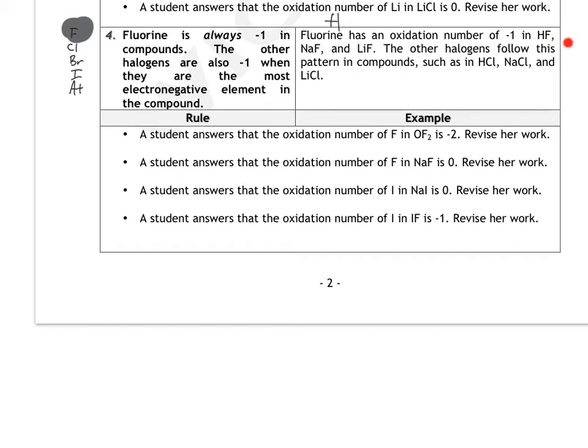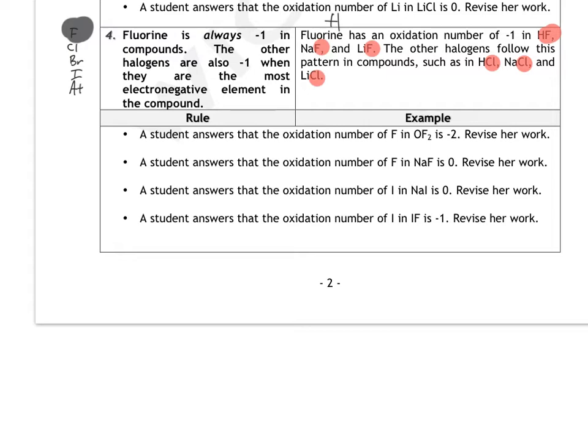Fluorine has an oxidation number of -1 in HF, so that's not an exception. It's always going to be -1. Same thing here, NaF, same thing here, LiF. Now the other halogens will follow suit, but like in HCl, that'll be a -1 for the chlorine because it's a halogen. NaCl, and LiCl, same thing.